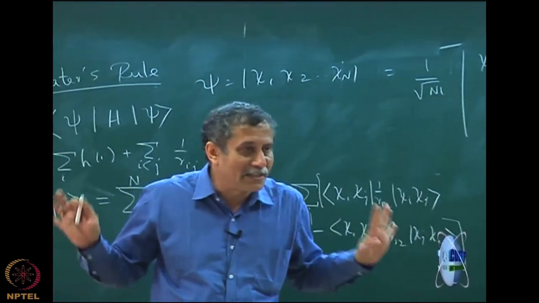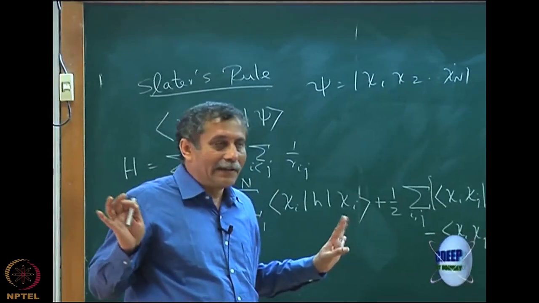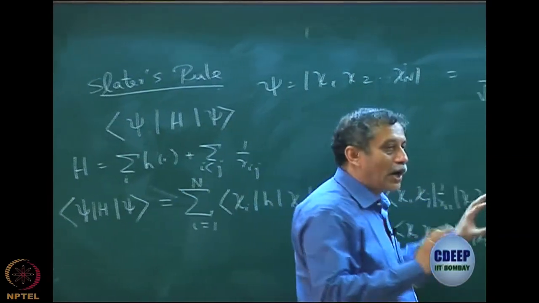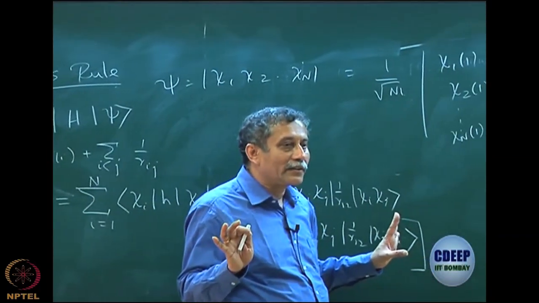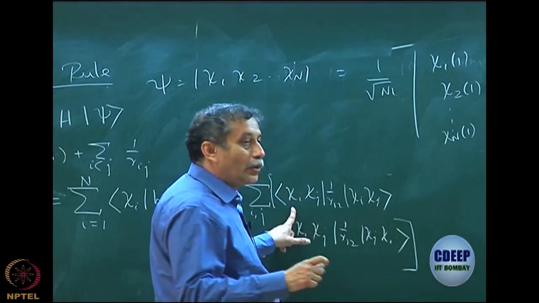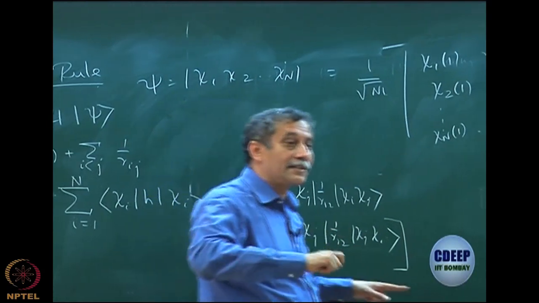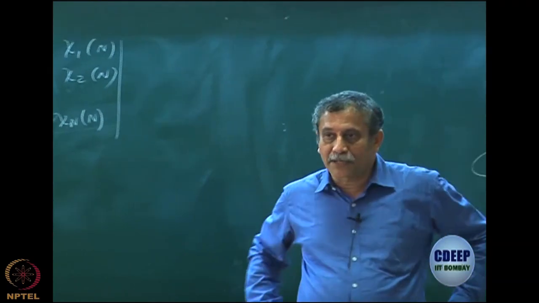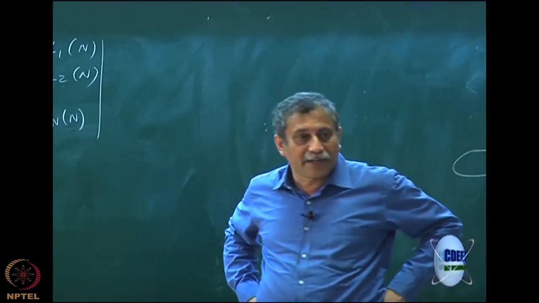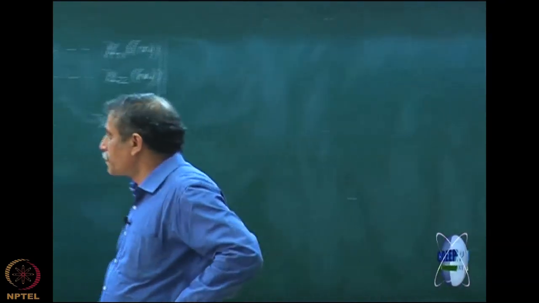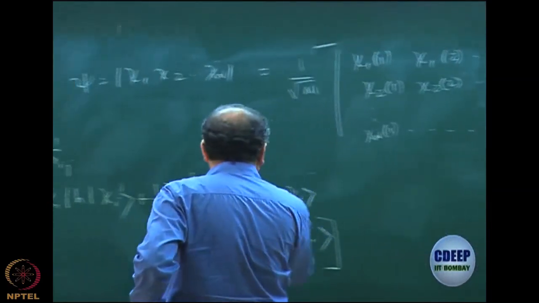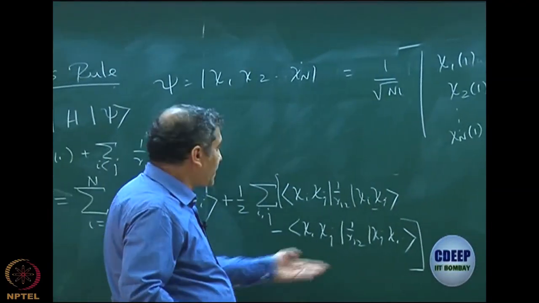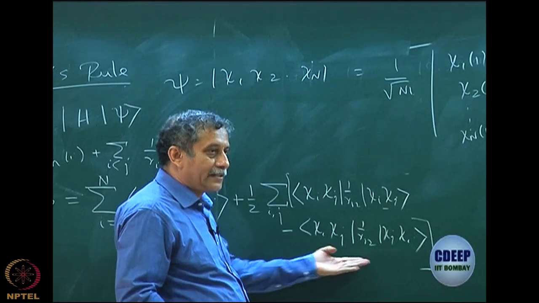This is a dummy variable. It does not matter. At the end of this, integral will not depend on the coordinate of the electron. But the integral will depend on which spin orbital it is, because each spin orbital is a different function. So, that is why it is dependent on spin orbital and not on the coordinate of the electron. I again repeat, so that there is no confusion. This is called the Coulomb integral and this is the exchange integral, right?